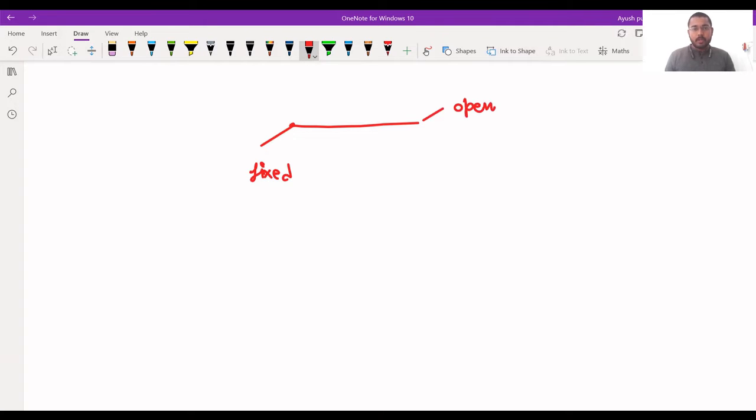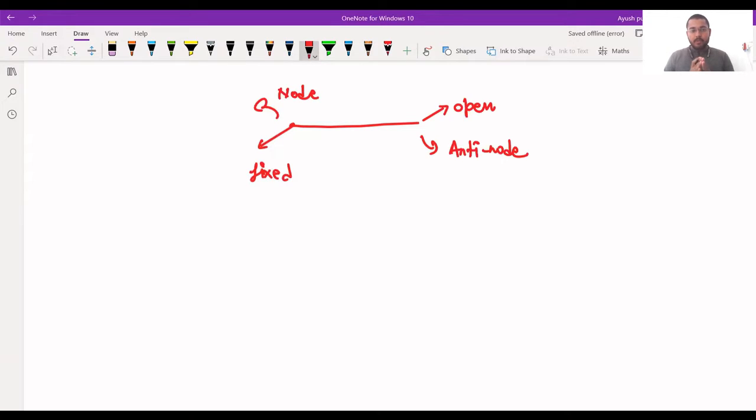Now, if the string is fixed at one end and open at the other end, then at the fixed end, we know that a node will be formed, and at the open end, an anti-node will be formed. This we know, right? Great.